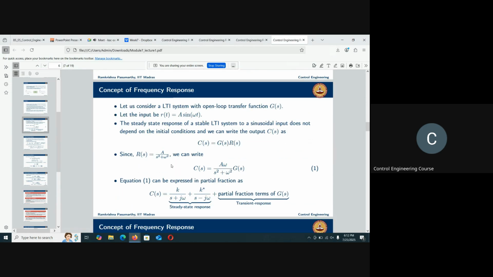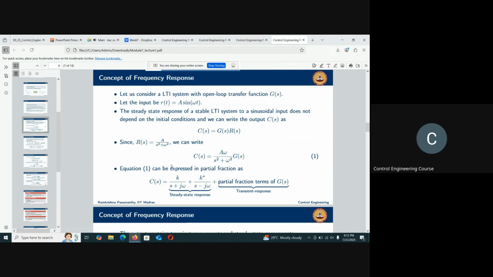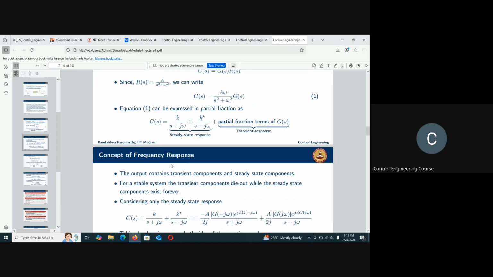So the thing is, how to obtain the frequency response is put s equal to j omega. Whenever you have a transfer function, when you put s equal to j omega, you will get the frequency response function. So find the magnitude of the complex number and the phase of the complex number. When you put s equal to j omega in a transfer function, you'll end up with a complex number, right? And that complex number will have magnitude and phase, and that is the magnitude and phase shift.